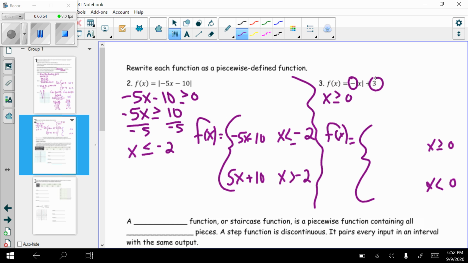The negative out front just goes with the negative x. So this first one, what was inside absolute value of x? But then I have to take the negative of it because my original function had negative. So negative x, and then this plus 3 will never change anything on my function. So now the second one, I take the opposite of what was inside absolute value. So I have this negative x. The opposite of that is just positive x, but my plus 3 stays the same. If it's outside being added or subtracted, it just stays the same. So that is writing absolute value as piecewise.